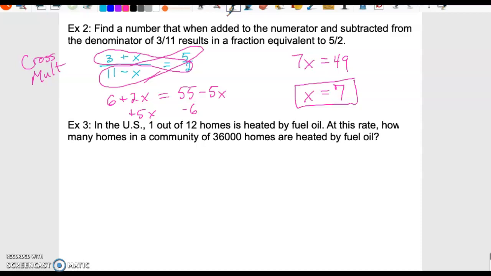So moving on to example 3. Again, the first thing is to read and understand the question. In the United States, 1 out of 12 homes is heated by fuel oil. At this rate, how many homes in a community of 36,000 homes are heated by fuel oil? I would just set this up as a proportion, which is how I'm thinking.